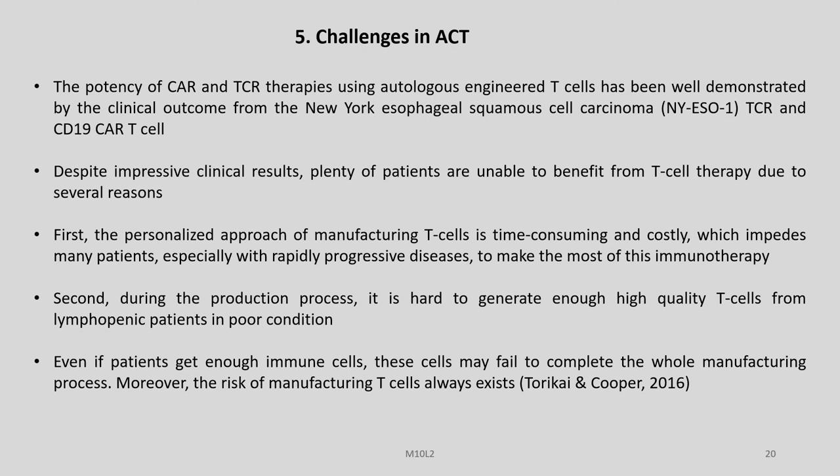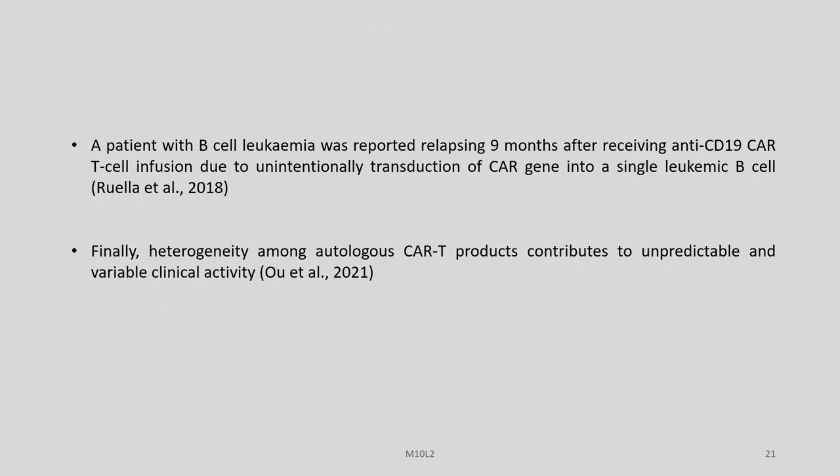Second, during the production process, it is hard to generate enough high quality T cells from lymphopenic patients in poor condition. Even if patients get enough immune cells, these cells may fail to complete the whole manufacturing process. Moreover, the risk of manufacturing T cells is always there.